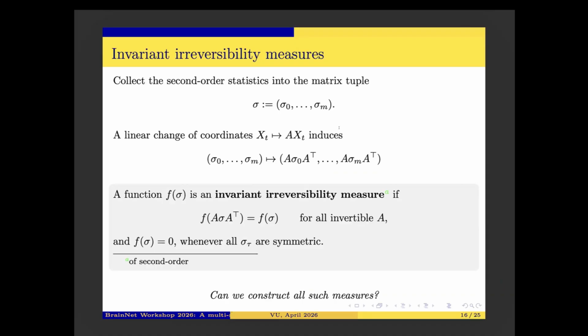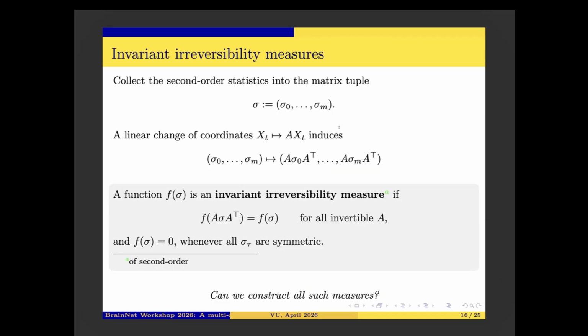This is a conjugation. So what we want is, let's see, we're interested in a function that depends on the sigmas, some measure or biomarker, and that is invariant under this transformation for all invertible A. And I also want that if the sigmas are symmetric, meaning the system is in equilibrium, the measure vanishes. That's what it means to be a non-equilibrium measure. It vanishes for equilibrium systems. So this is what we want.